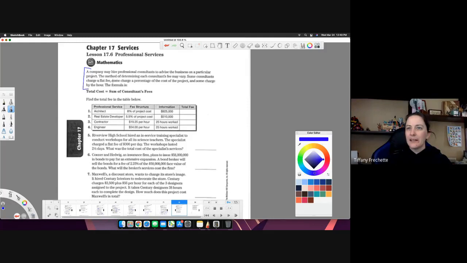All right, a company may hire professional consultants to advise the business on a particular project. The method of determining each consultant's fee may vary. Some consultants charge a flat fee, some charge a percentage of the cost of the project, and some charge by the hour. The formula is total cost equals sum of consultants' fees.